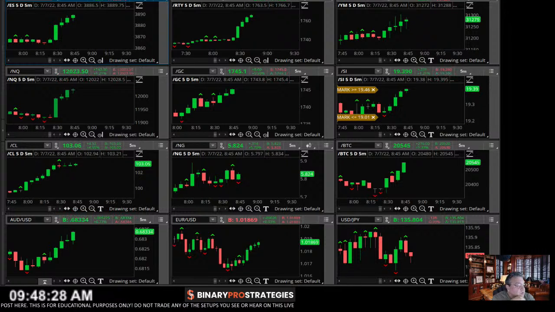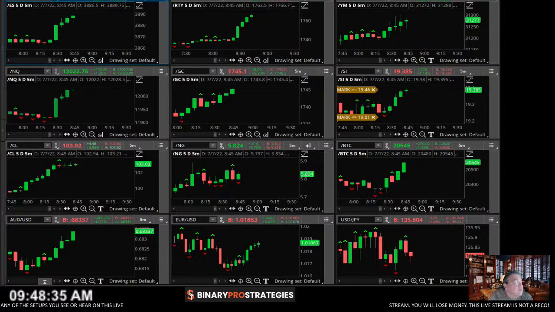NSC's still going up. Don't see any plays there. Not seeing anything I really like on the currency, so we'll let those go.